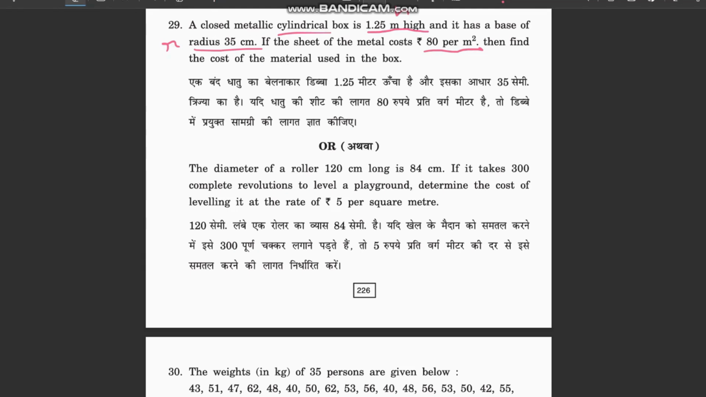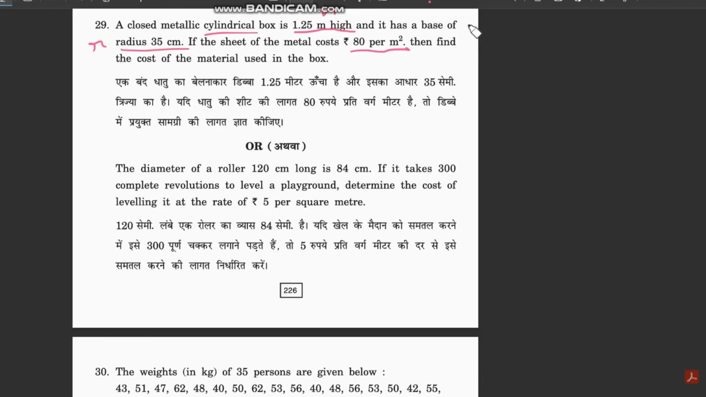So here students may get confused about whether to use TSA or CSA or volume. We are not filling anything in the cylinder. We are making a cylindrical box with the sheet, and it is closed. So we should go for the TSA of the cylinder. What is the cylinder TSA formula? CSA is 2 pi RH. Volume is pi r square h. And if we add the top and bottom to the CSA, that is TSA.